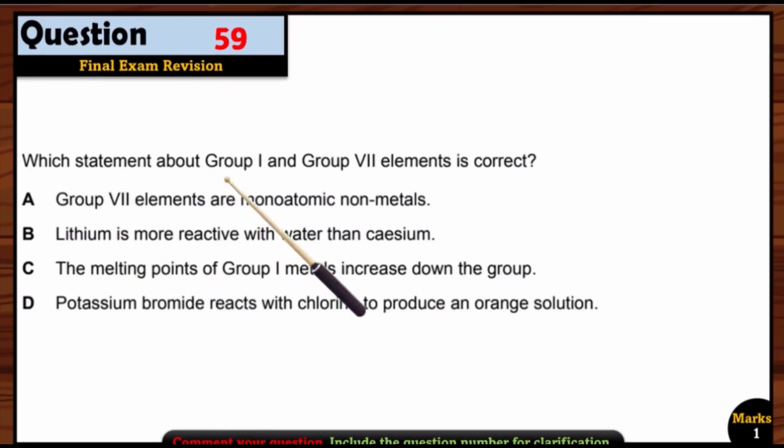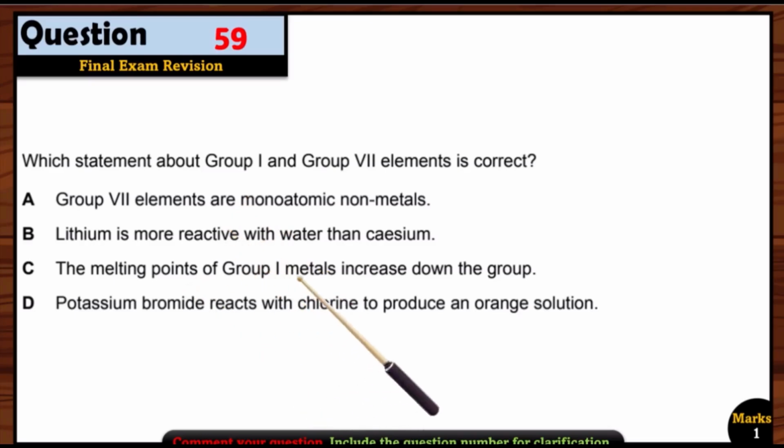Question 59. Which statement about group 1 and group 7 elements is correct? A. Group 7 elements are monatomic. Wrong. B. Lithium is more reactive with water than cesium. Wrong. Lithium is on top, whereas cesium is at the bottom, and reactivity is increasing down the group in group 1. It has an opposite trend to group 7. In group 7, the reactivity is decreasing down the group, whereas in group 1, the reactivity is increasing down the group. So option B is wrong here.